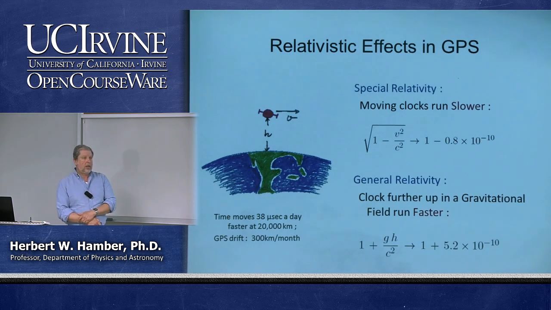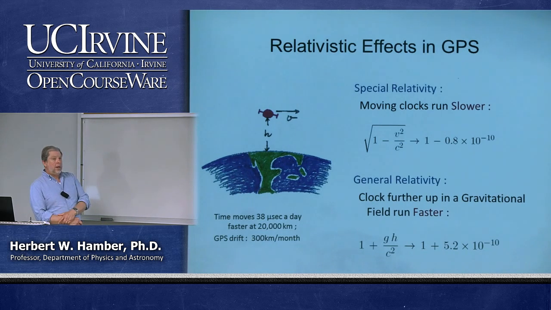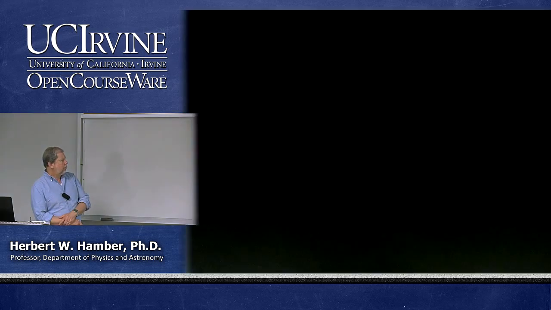It's a very big drift. So the GPS system has to take the general relativistic correction into account. Otherwise, the position determination would be completely off. So the GPS systems are, in fact, a test of the things that we learned so far in the GR class.